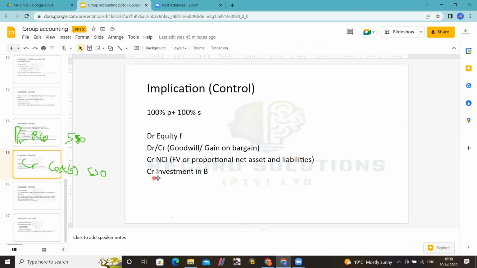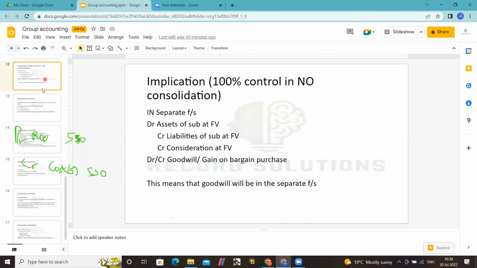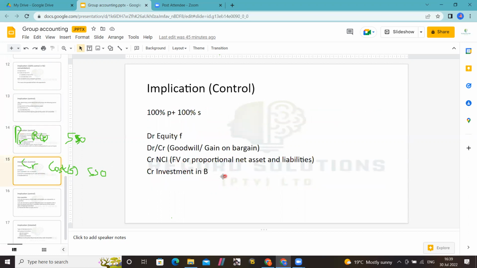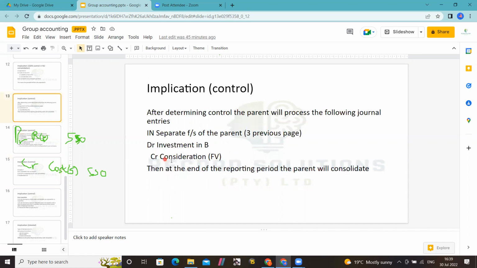Why? Because you see that we are crediting the investment, right? And because this is the key, this investment, when you credit it here, it has to be equal to the same amount that you got here. When you're doing this main elimination journal entry, this amount has to be equal to this consideration at fair value. It has to, right?